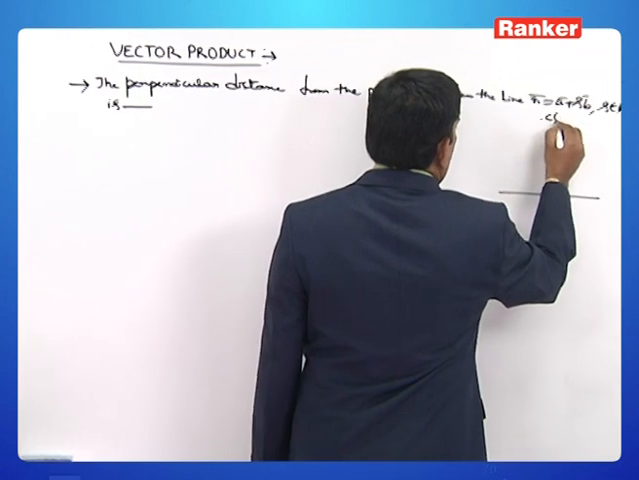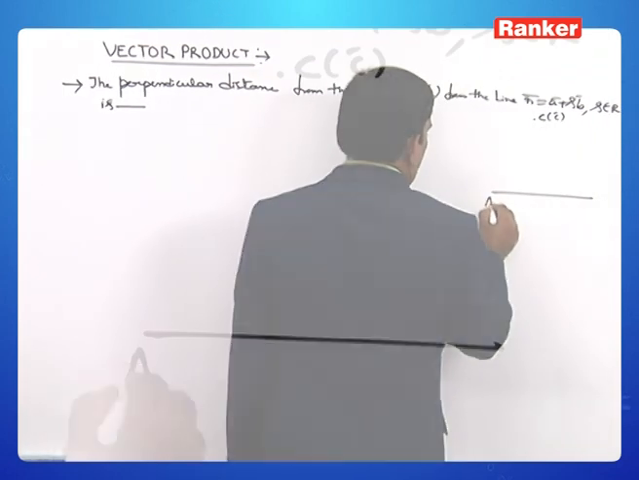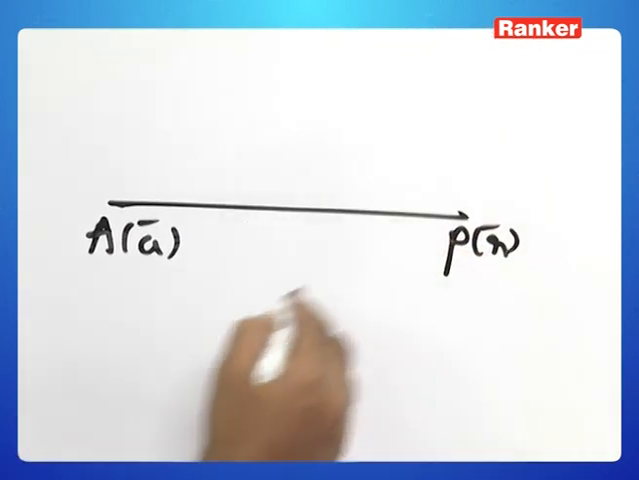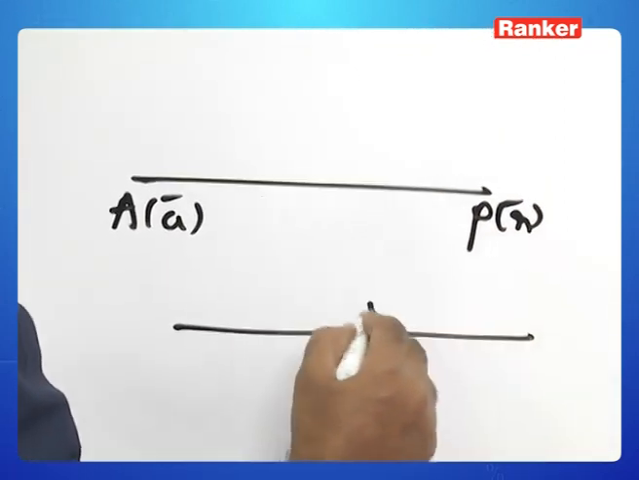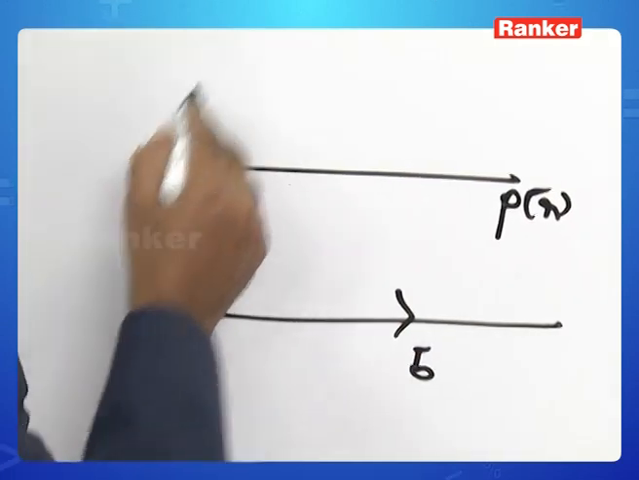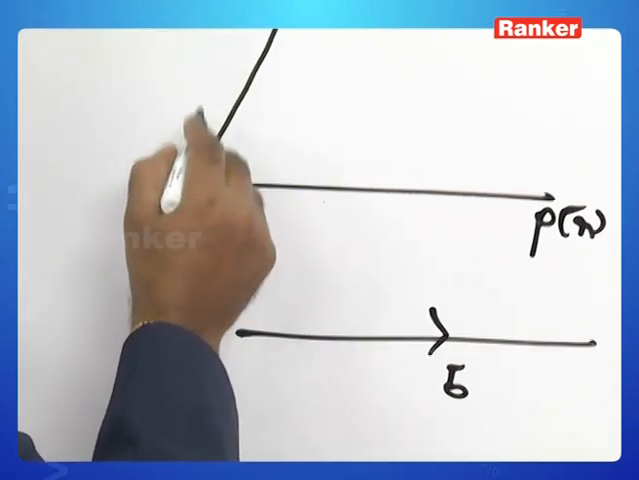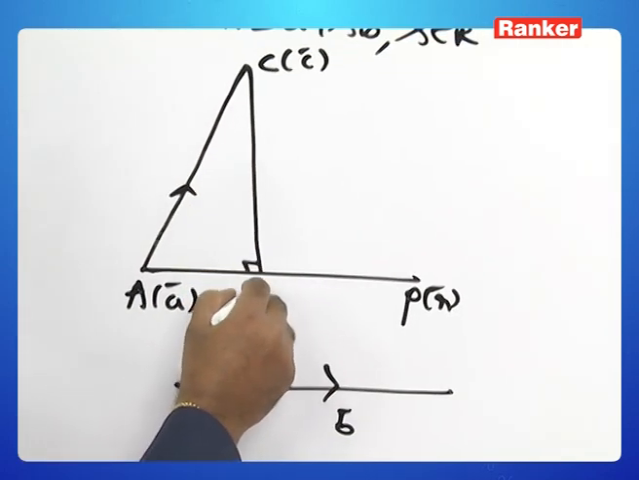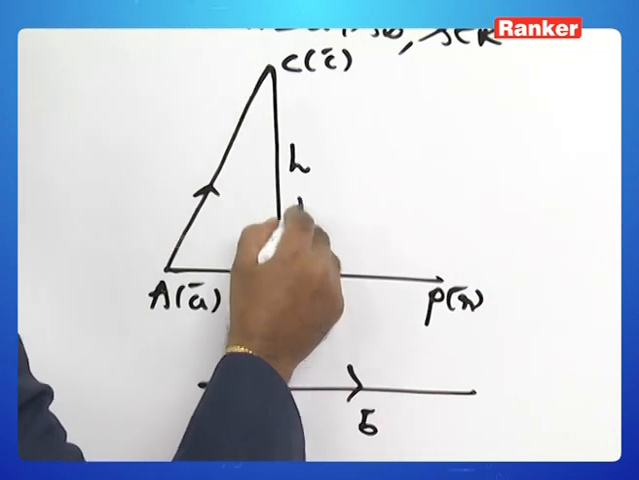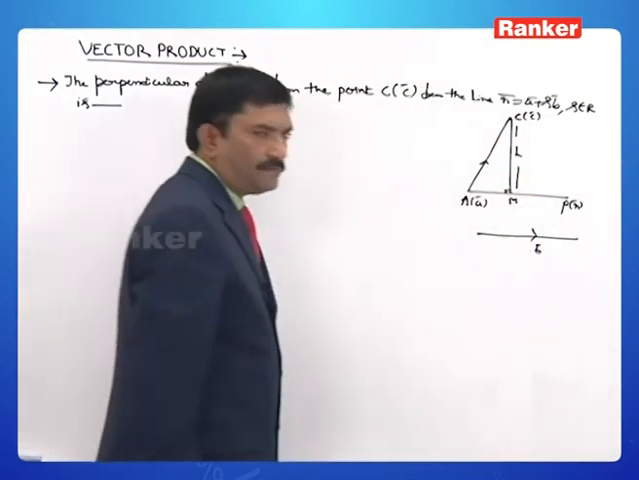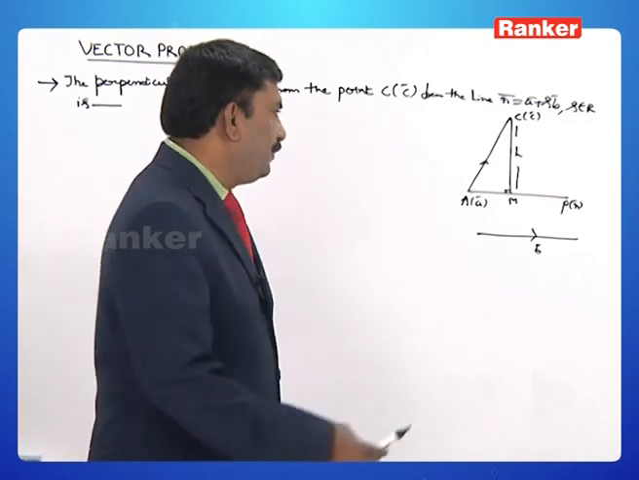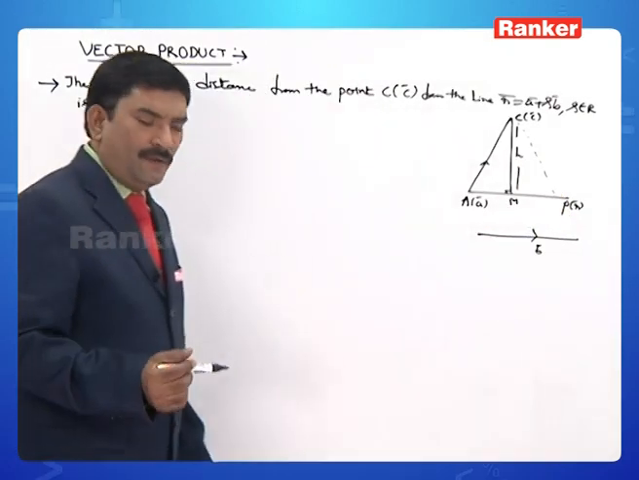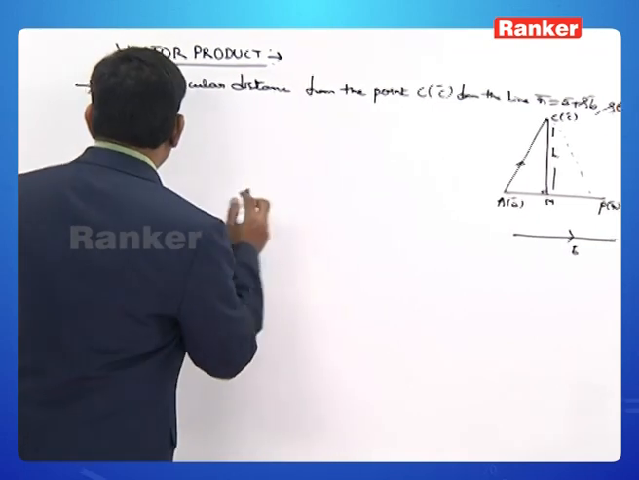This is a point C of C bar. This is a line passing through the point A bar. It's a general point. This is the vector parallel to this line. From this point I am supposed to find out. This is AC bar. This is the perpendicular distance. You take this as H. Right? If you want, you can construct a triangle.